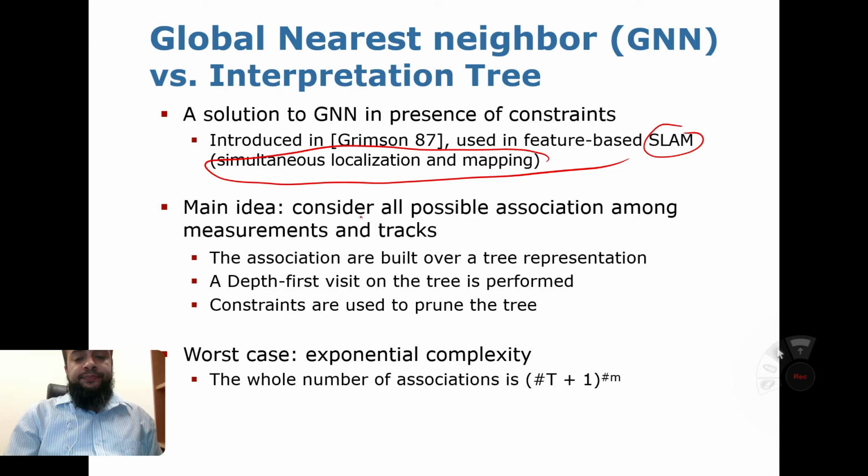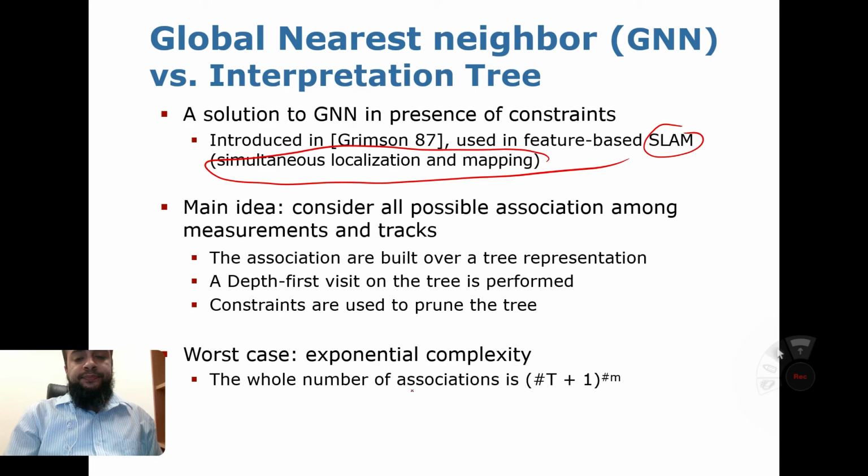The main idea is to consider all possible associations among the measurements and the tracks. The associations are built over the tree representation. A depth first visit on the tree is performed and constraints are used to prune the tree. The worst case is exponential complexity.